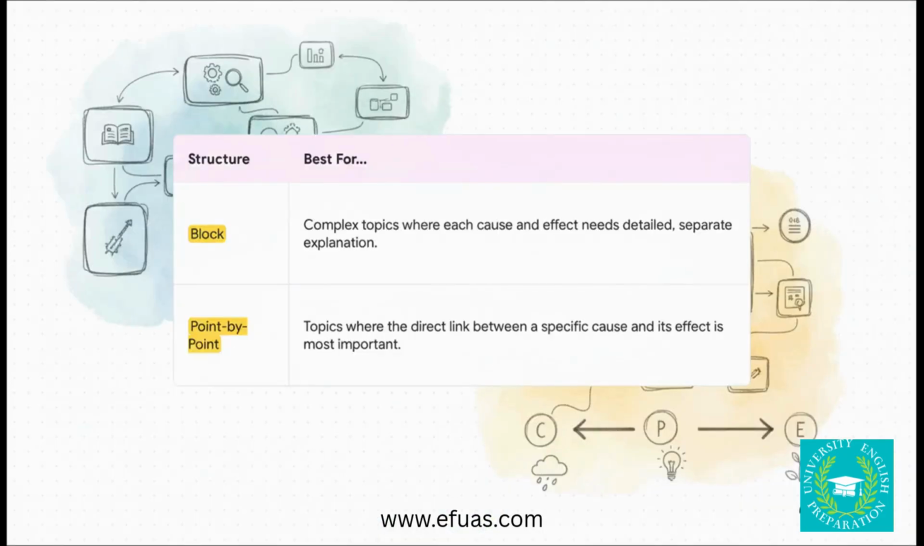Here's a quick and easy guide to help you decide. The block structure, that's your go-to for really big, complicated topics. Something like the causes of a world war. Each cause probably needs a ton of explanation before you can even get to the effects. But the point-by-point structure, that's perfect when you want to highlight that direct, immediate link between an action and a consequence. It creates a much stronger feeling of, this led directly to that.